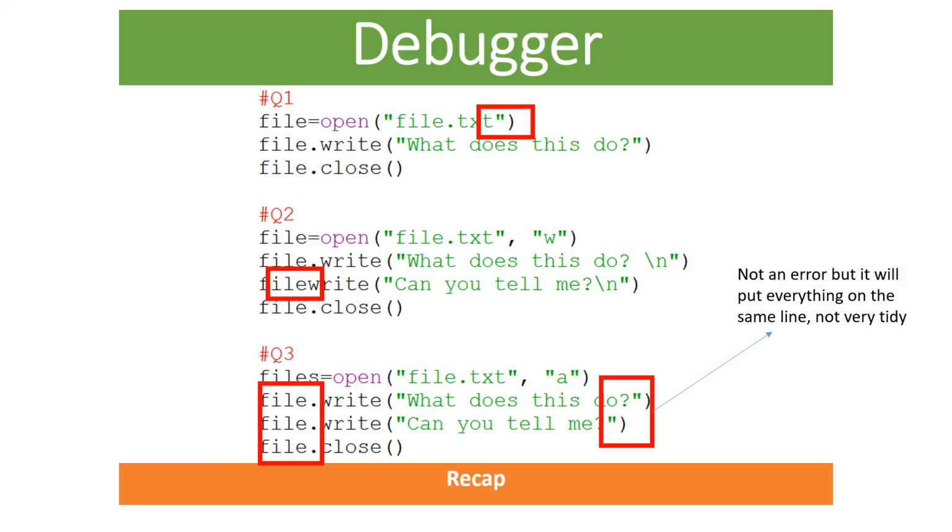Here is our debugger again. Have a look at these, pause the video, see if you can spot the errors. Number 1, we're missing a W or an A, so comma, W or A, to write or append. The second one, we've got a dot missing. The third one, it was actually files that was our name that we were using, and we've got file dot. And then when we're writing as well, it's actually not an error, but we haven't put \n, so it's not added them onto a new line.